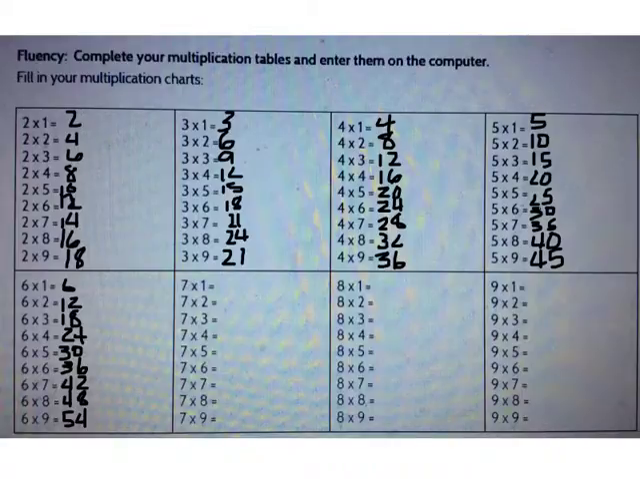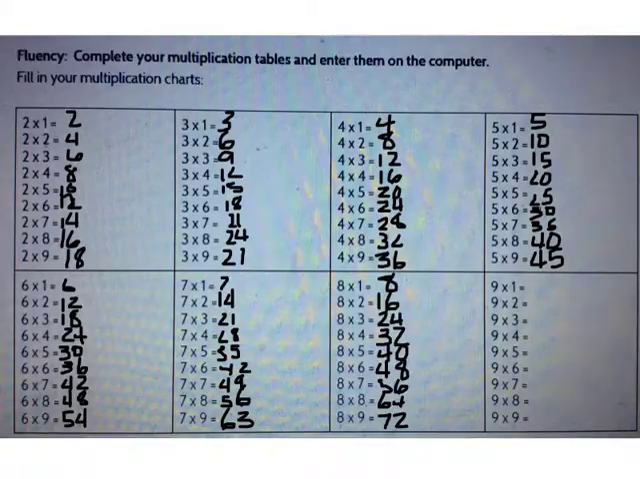Check to make sure your multiples are correct. Now write the multiples of 7 on your paper, then enter them on your computer. Check to make sure your multiples are correct. Now write the multiples of 8 on your paper, then enter them on the computer. Check to make sure your multiples are correct. Now write the multiples of 9 down on your paper, then enter them on the computer. Check to see your multiples are correct.